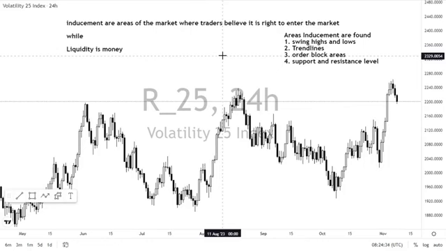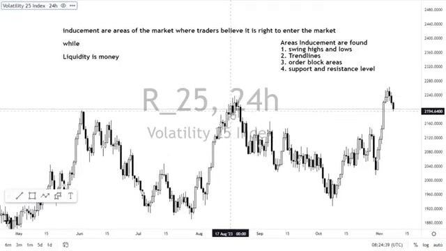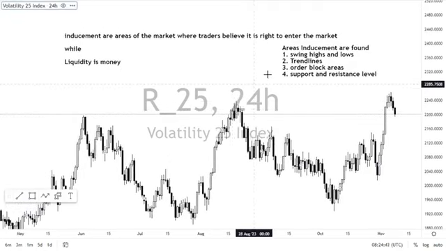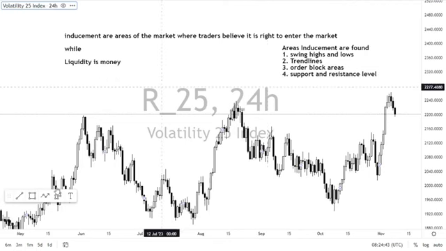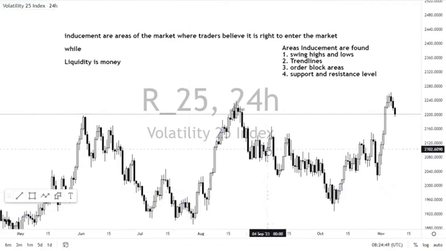Inducements are areas of the market where traders believe it is right for them to enter the market. I'm going to be showing you all of this on chart, and we are going to be doing it together. That is why I have not marked anything on the chart yet. I'm just going to be showing you this on chart. We're going to be doing that together.